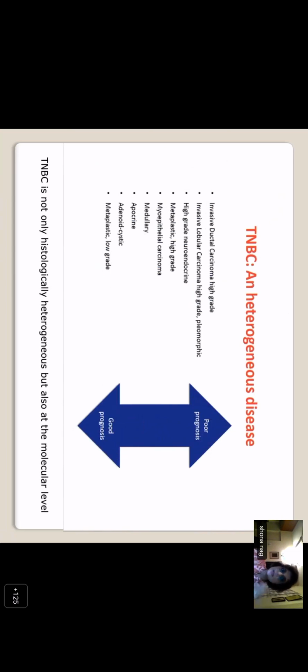So let's look at these markers a little closely. Triple negative is not only heterogeneous from marker point of view, but also from pathology point of view. And you can range from the real low-grade metaplastic to the high-grade metaplastic to the neuroendocrine and the invasive ductals.